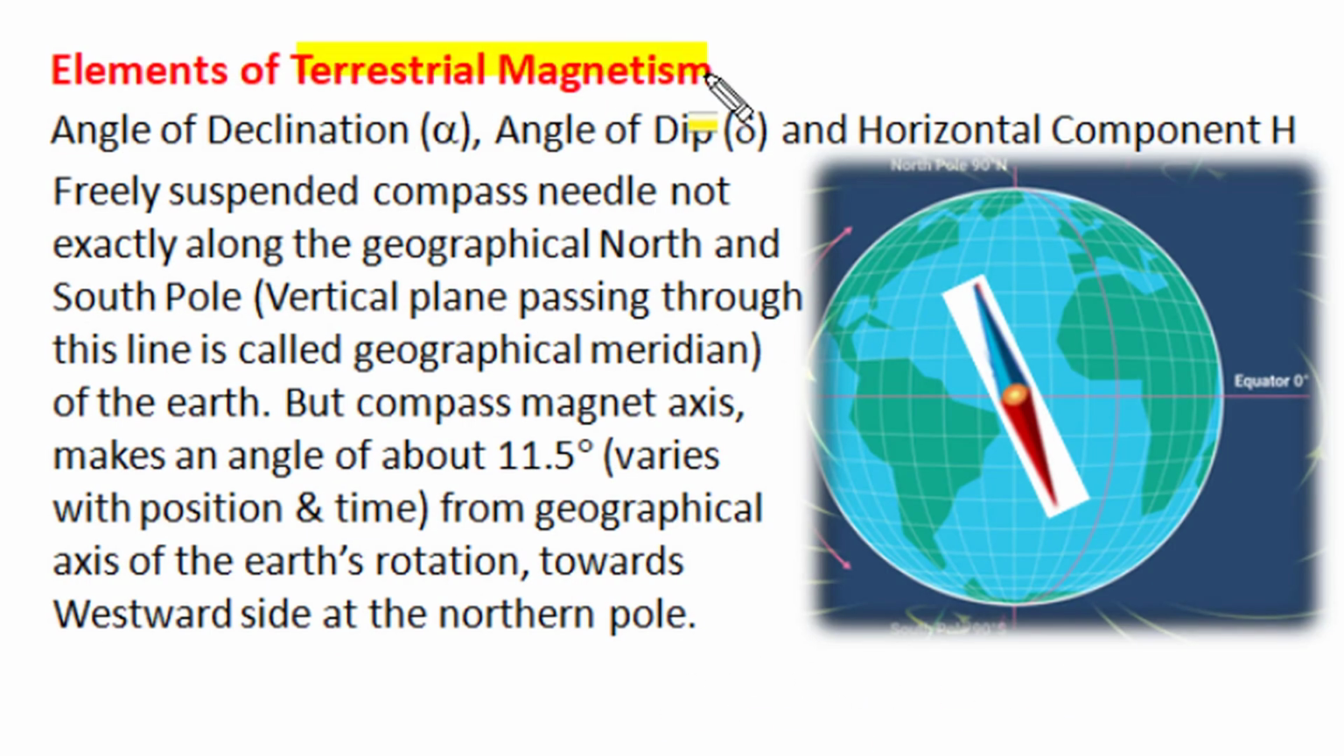The terrestrial magnetism is explained by three key elements, and they are angle of declination, angle of dip, and horizontal component of Earth magnetic field. Let's first understand angle of declination.